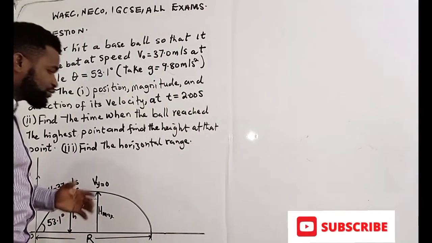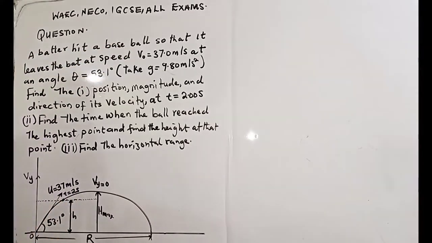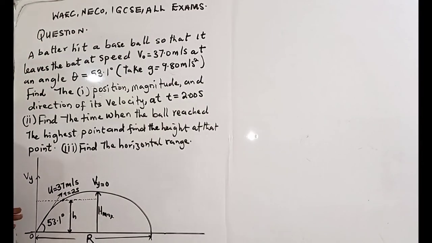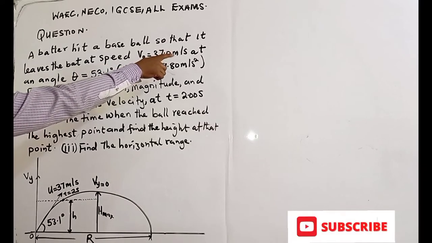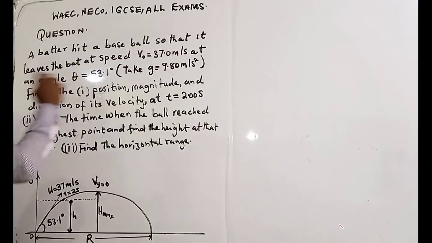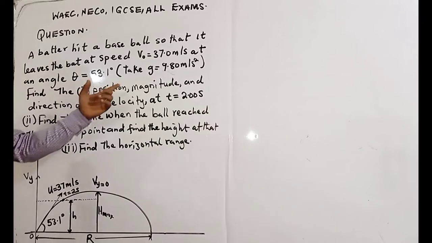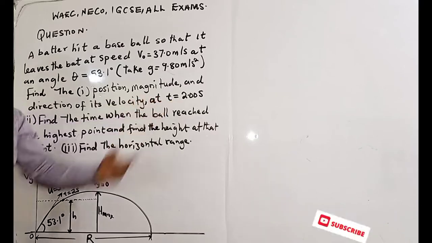all exams. Okay, he said a batter hit a baseball. So when you hit a baseball with a speed of 37 meters per second, it leaves the bat at an angle of 53.1 degrees. Take g as 9.8. He said find the position, magnitude, and direction of its velocity at time 2 seconds.